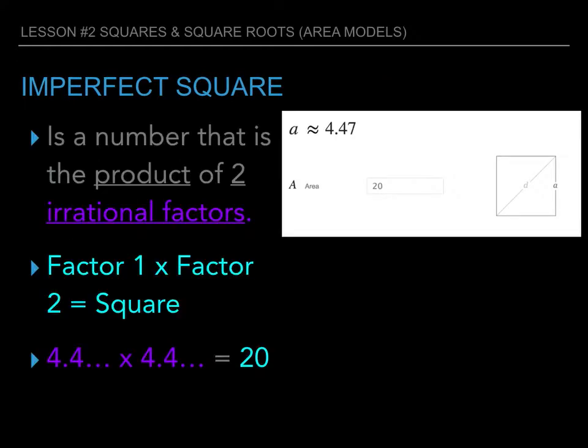An imperfect square is a number that is the product of two irrational factors. So the factors are still identical. Factor 1 and factor 2 are identical, and they're being multiplied together, but they're not whole numbers. They are irrational numbers, decimals that don't terminate. You can see in the example, 20 is an imperfect square and its factors are irrational, 4.4 with some continuation of the decimal.